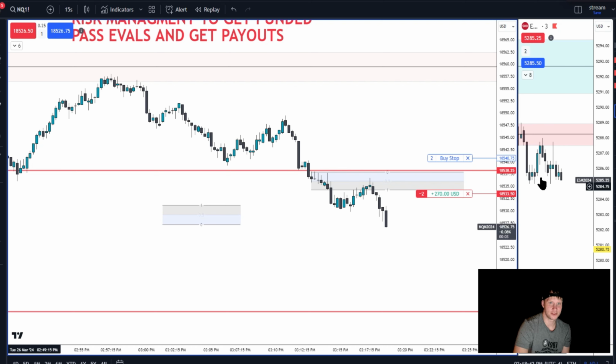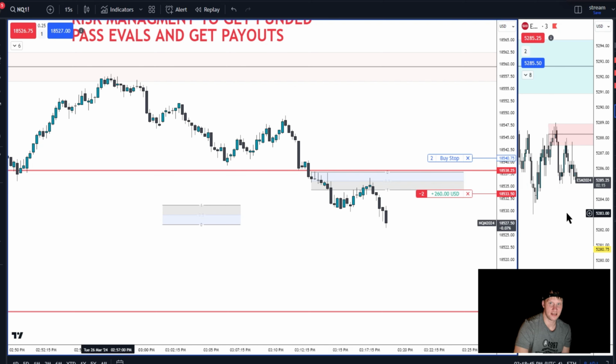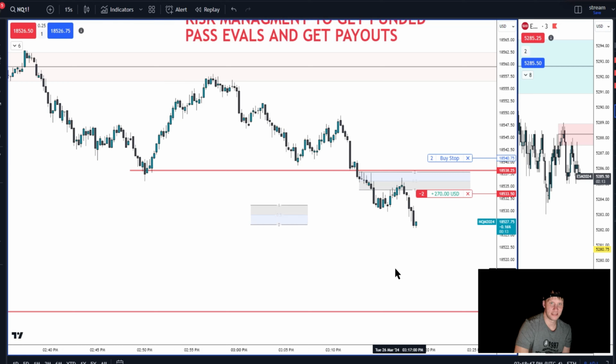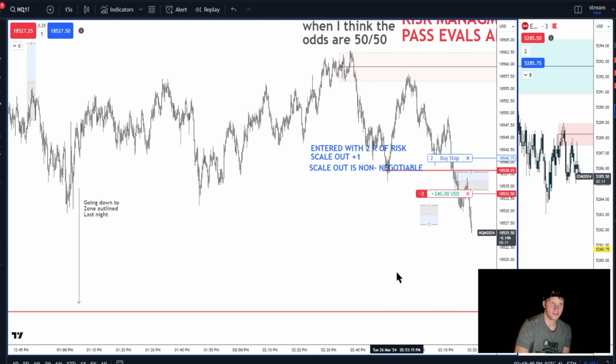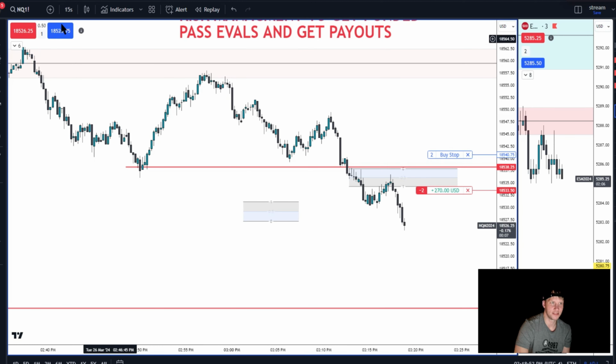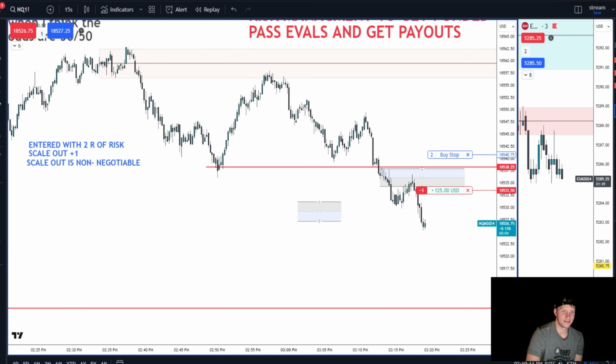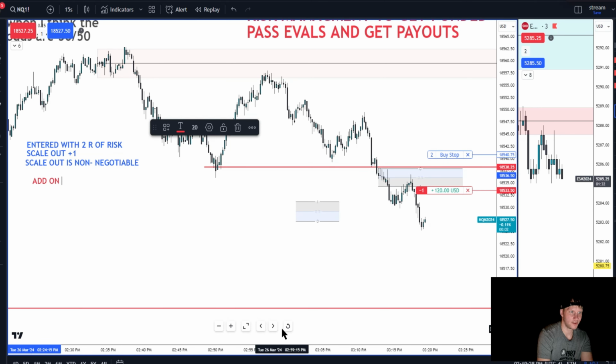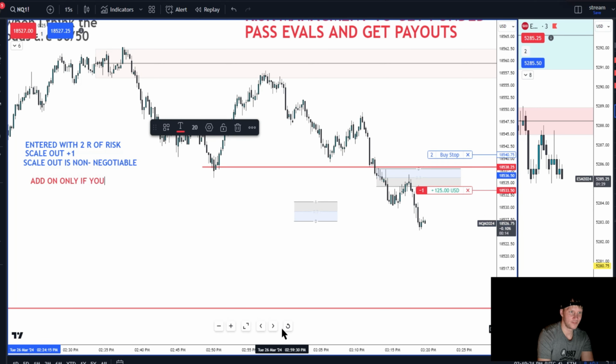NQ looks really bearish here, with the fact that ES is not going with it. We've taken the low of the day on NQ here, and ES has done nothing. It's just stalling right there. So I'm going to take one more of these off. Let's go ahead and add the next point here. Add on only if you're willing to exit early if wrong.